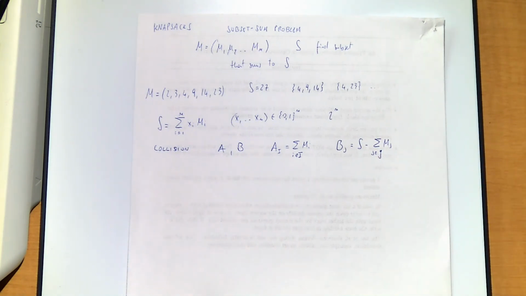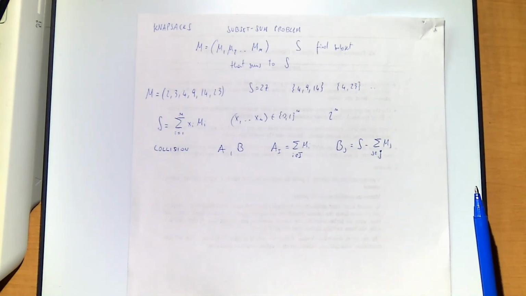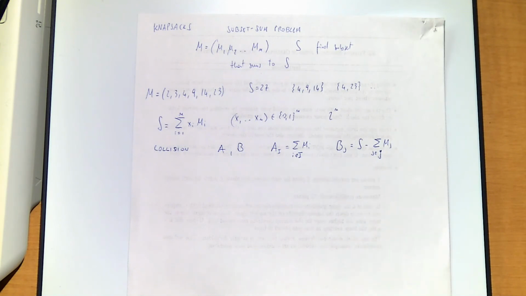Right, and see if we find a match. Because if we find a match, then this is equal to that, and then the sum is S. Obviously, if this is equal to that, then you take it on the other side. Okay.